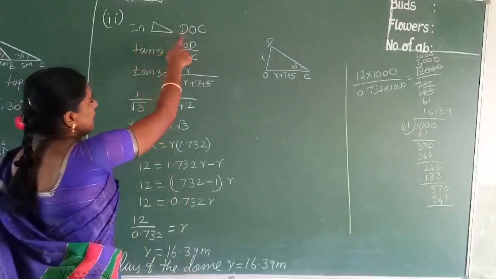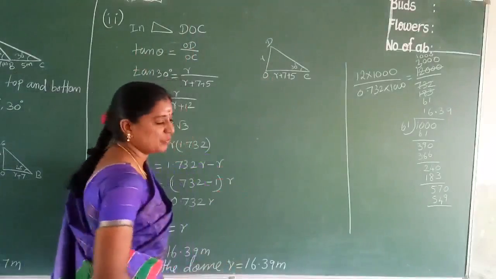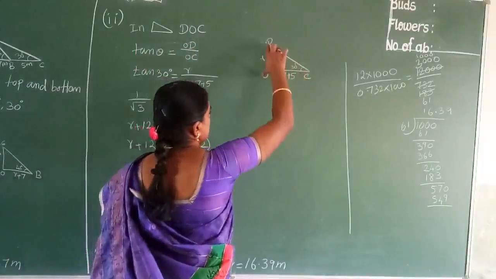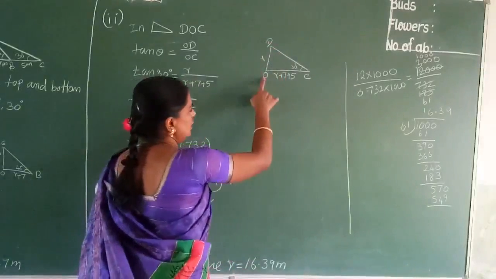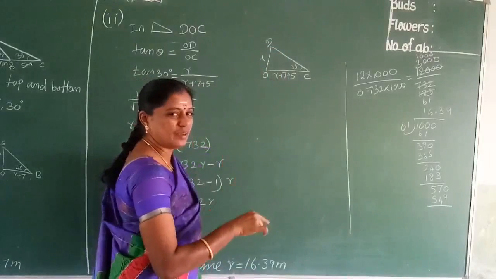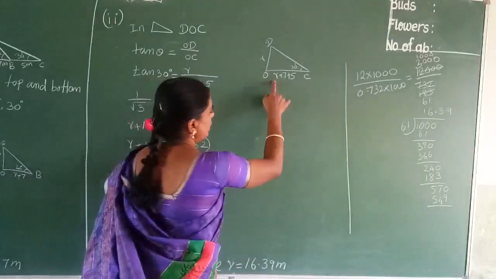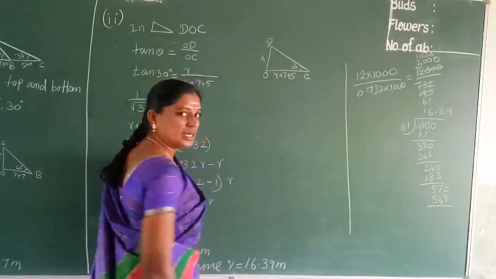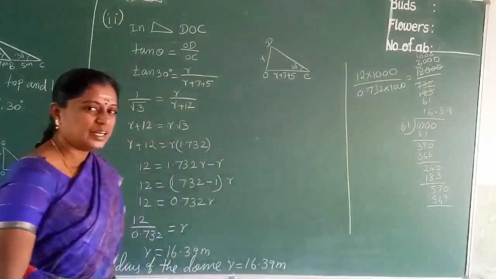You select triangle DOC. The first option model, you draw a rough diagram. In DOC, DO is the radius or height of the hemispherical dome, that is R. So O to A is R, A to B is 7, B to C is 5. So totally OC is R plus 7 plus 5. Clear? Then the angle at C is 30 degrees.